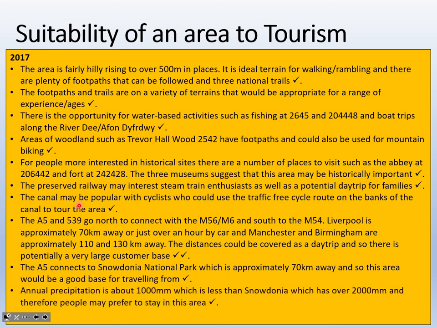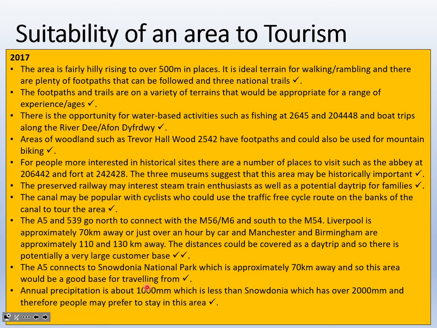Annual precipitation is about 1,000 mils, at least in our atlases it is, which is less than Snowdonia, which is our neighbouring national park, which has over 2,000 mils. And therefore people may prefer to stay in this area. It's got less rainfall. This is important. If you just say the annual precipitation is 1,000 mils, so tourists can come to the area, there's no connection between the magic number 1,000 millimeters and tourists wanting to come to an area. What I've done is I've compared two areas and pointed out why one area is going to be more attractive to tourists.